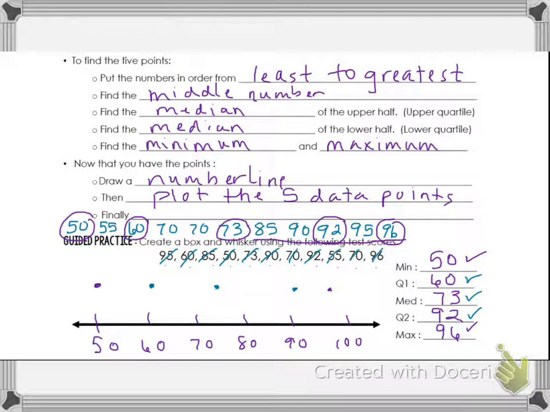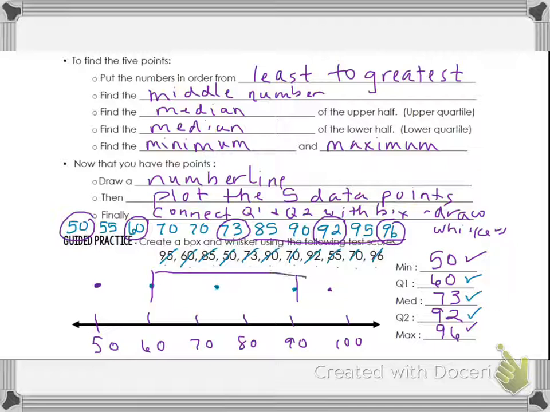Once we have all of those plotted, we are going to connect our quartile 1 and quartile 2 with a box and then draw our whiskers. So I did in blue the points that are going to be in the box on the box and whisker plot. I'm going to put a vertical line through those 2 dots and draw my box. Then I'm going to put a vertical line through my median, or as close as I can get to my median.